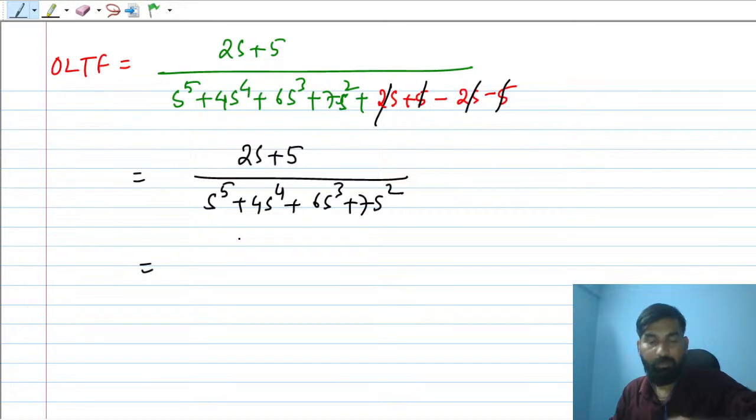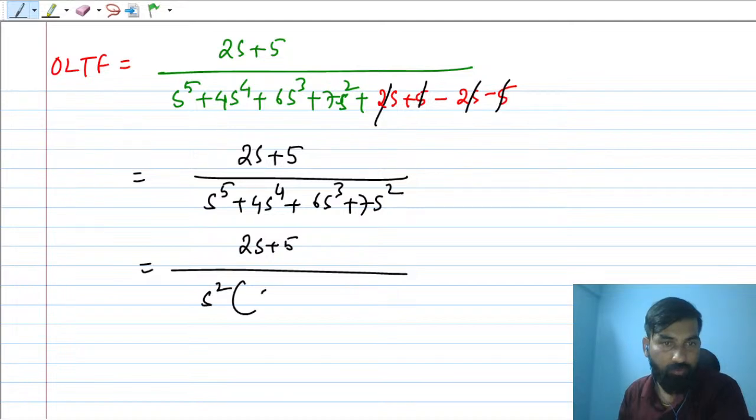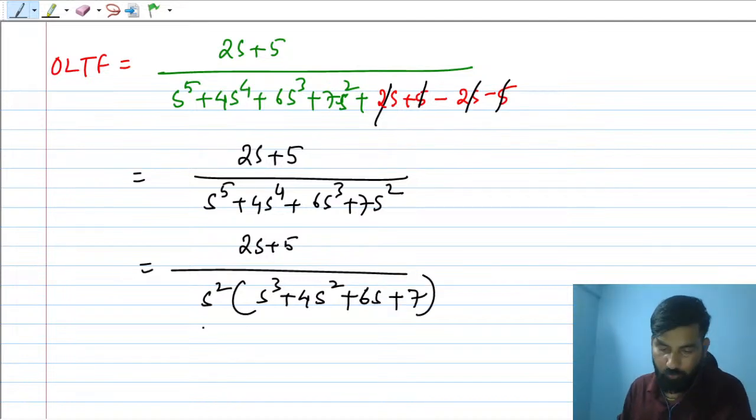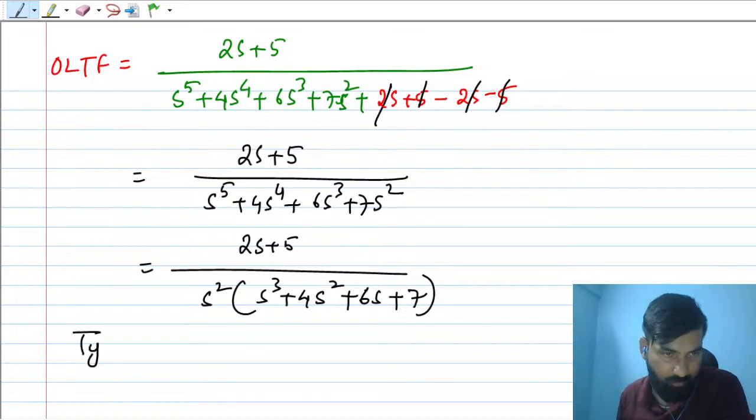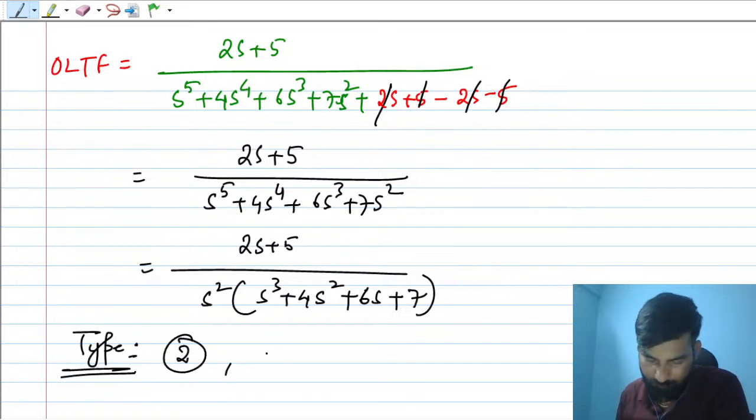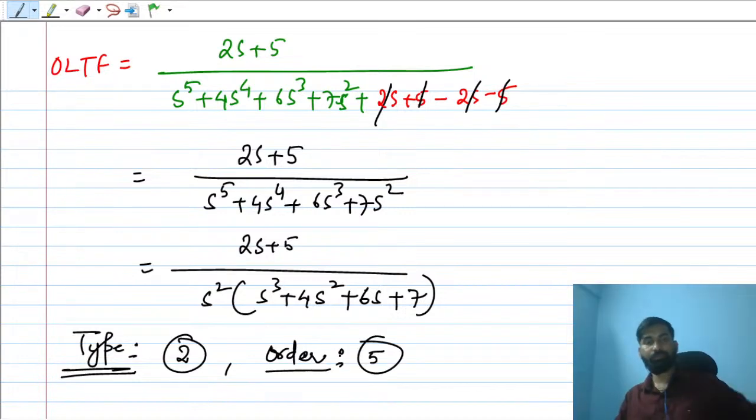So (2s + 5)/(s^2(s^3 + 4s^2 + 6s + 7)), where s square is taken common. From here you can say type is going to be 2. And what is the order of the system? Harsh, can you tell me? Order of the system is going to be 5. Type is 2 and order is 5, right? They are not asking about the system gain, so there is no need to find the system gain here.